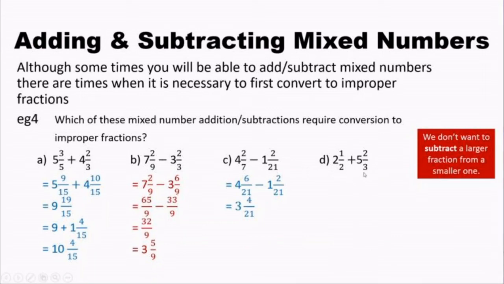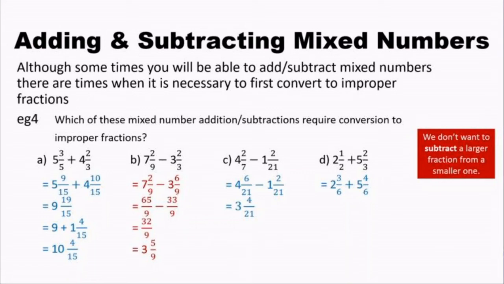for the fractional parts. So the lowest common multiple of 2 and 3 happens to be 2 times 3 and 3 times 2, right? 6. So I'm doing 2 times 3, 6. I'll also need to do 1 times 3, 3. And over here I'm doing 3 times 2, which is 6. So I have to do 2 times 2, which is 4. So I've got 2 and 3 over 6 plus 5 and 4 over 6.